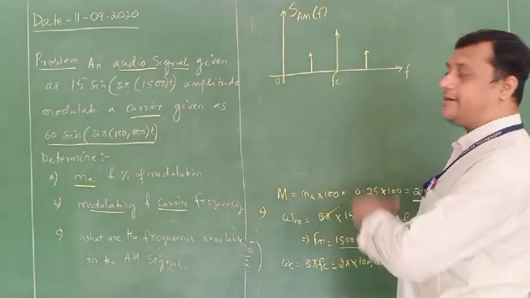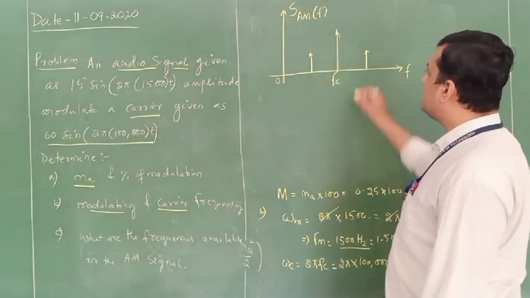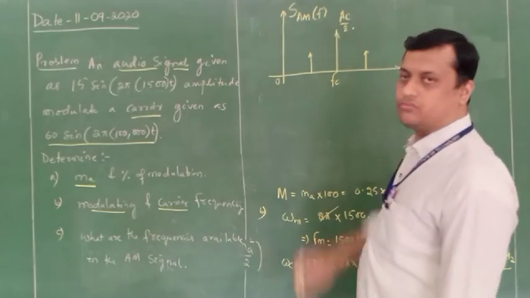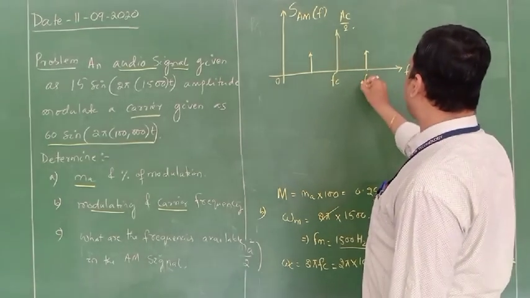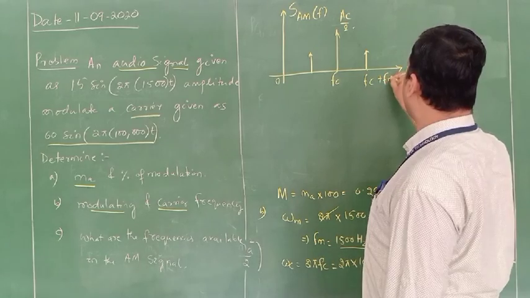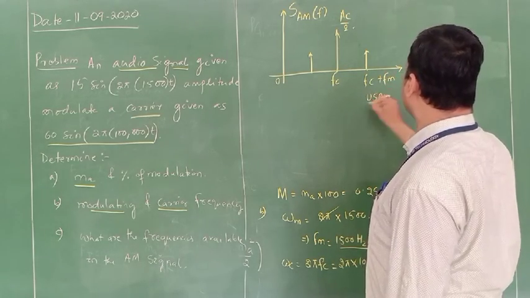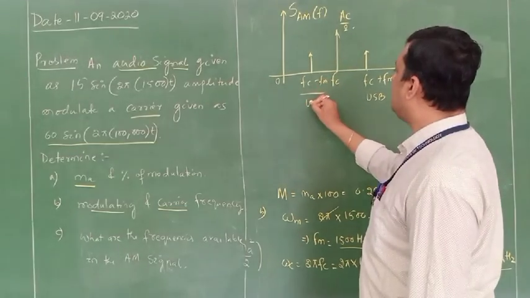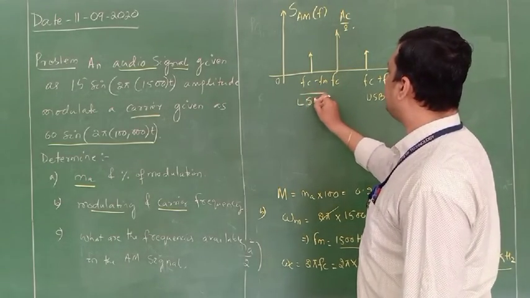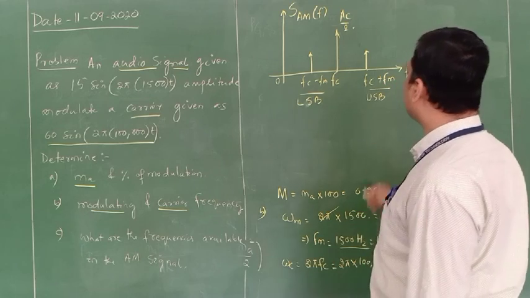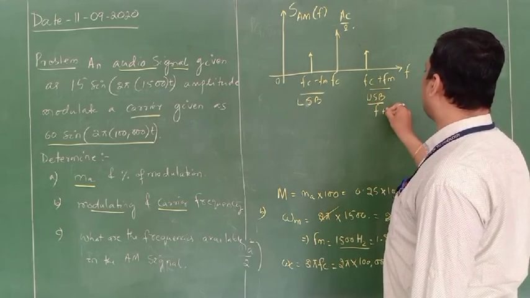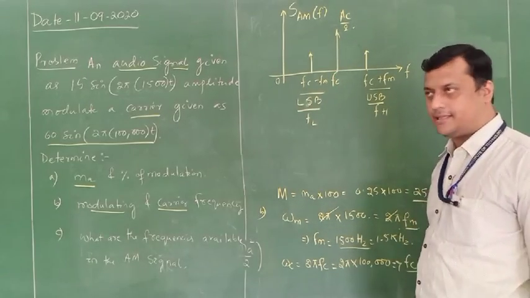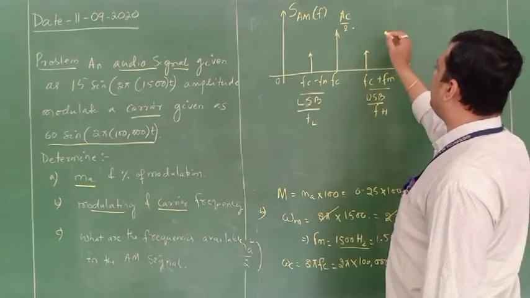and we need to identify the amplitude also. So if it is a carrier, I will write it is Ac by 2. If it is a sideband, I will write fc plus fm for upper sideband, and this is fc minus fm for lower sideband, LSB. Okay? So this is called the higher frequency, this is called the lower frequency. Done? Now what is the amplitude?